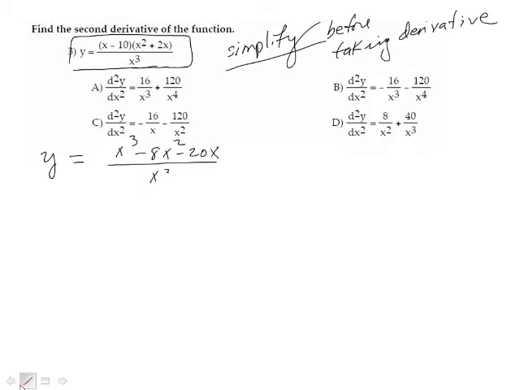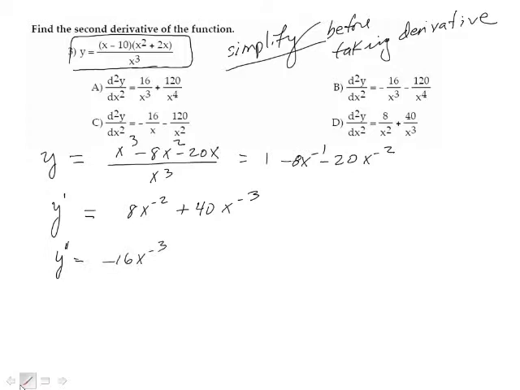divided by x cubed, which is equal to 1 minus 8x to the minus 1 minus 20x to the minus 2. Now you can very easily take the derivative, which is equal to 8x to the minus 2 plus 40x to the minus 3, and then take the second derivative, which is minus 16x to the minus 3 minus 120x to the minus 4, which can be written with positive exponents as minus 16 over x cubed minus 120 over x fourth, and that's answer B.